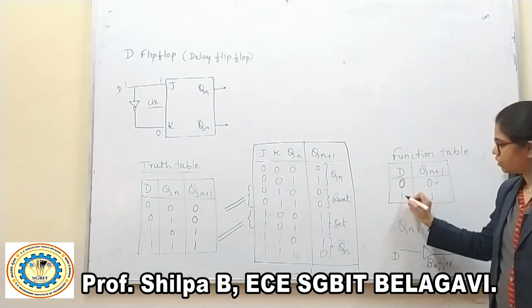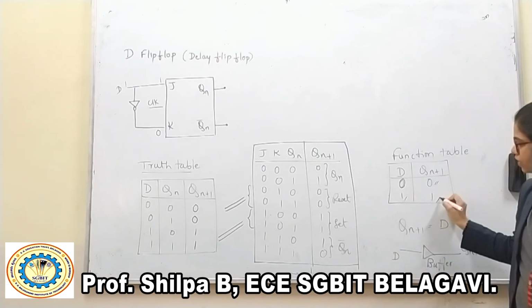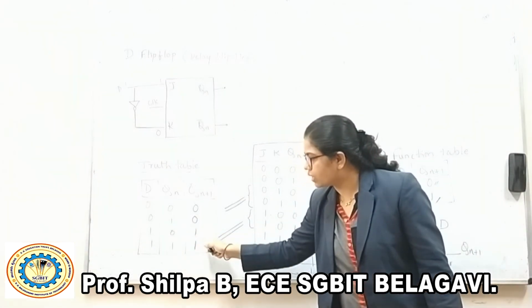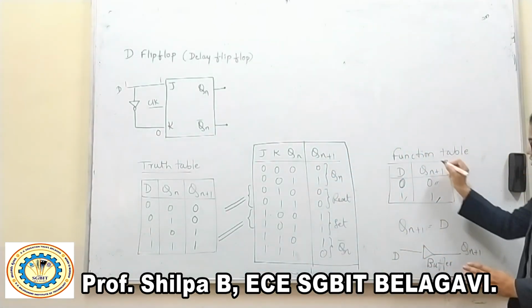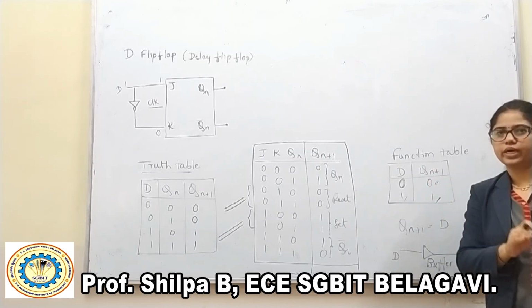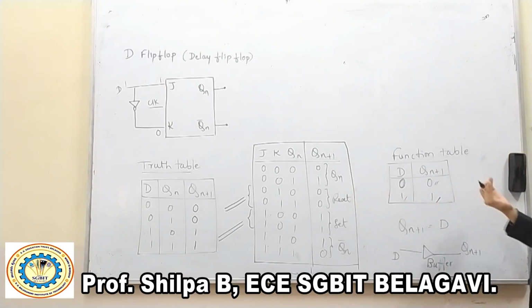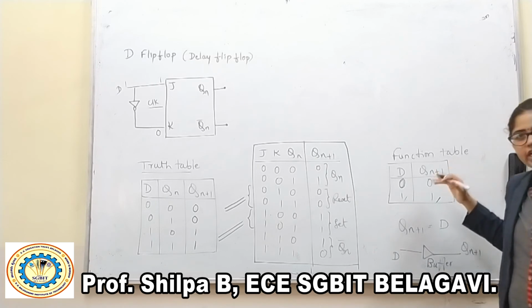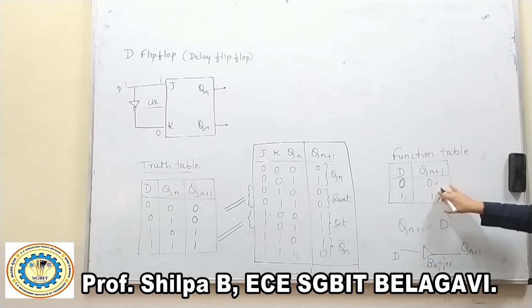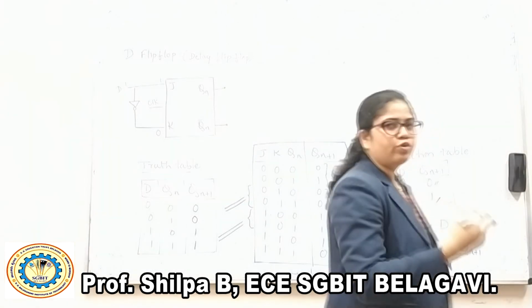Whatever may be the previous state, if the input is 1, you are going to get the output as 1 itself. Again, the previous state can be either 0 or 1. What does this indicate? Look at this function table. Whatever the previous state Qn, whatever data you supply to the circuit, the same data comes at the output side. So whatever input is there, that itself is the output, but it reaches the output with some delay.